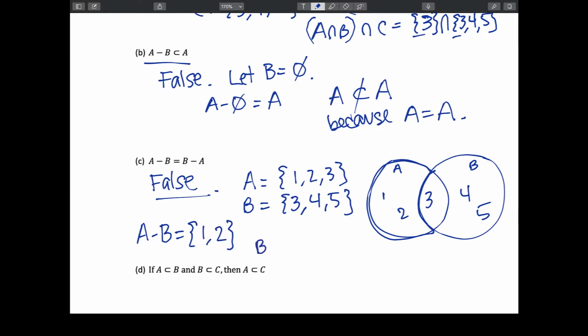And B minus A, that's our set, everything that's in B minus that which was in A. And so that's our set 3, 4. So that's a problem. They're not equal, and so this whole thing is false.